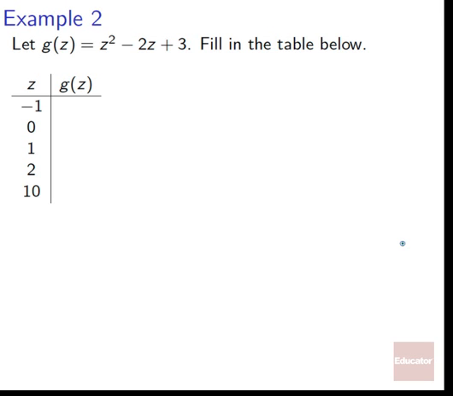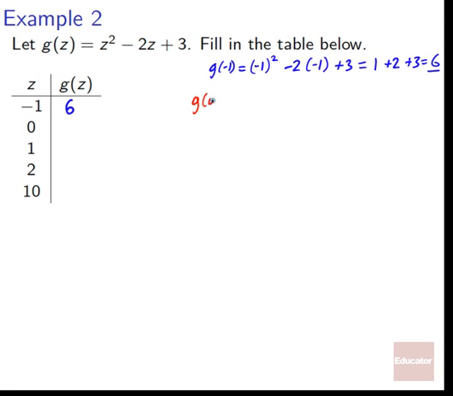Great. Next one, what if we wanted to fill in a table? G of z equals z squared minus 2z plus 3. If we had to fill in this table, then we could do -1, so g of -1, -1 squared minus 2 times -1 plus 3 equals 1. -1 times -1, 1. Minus 2 times -1, so plus 2 plus 3 equals 6. So we get 6 here.